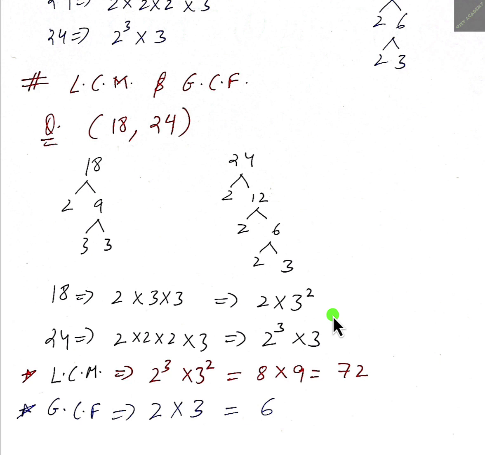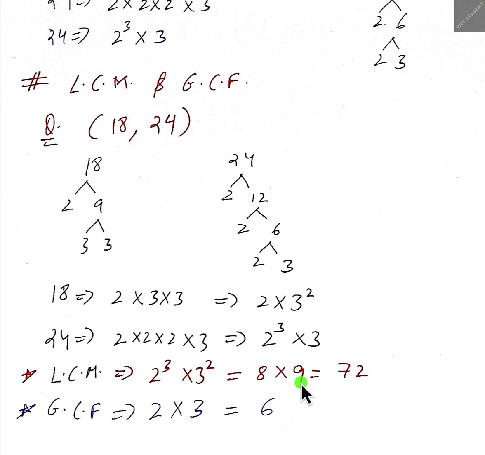In this case 2 is common, but the power will be 2 cube. Similarly 3 square and 3 are common, we will go with 3 square. If there would have been any prime number 5, 7, 11, we would have taken that number also. Anyhow, LCM will be 2 cube times 3 square, which is 8 times 9, 72.